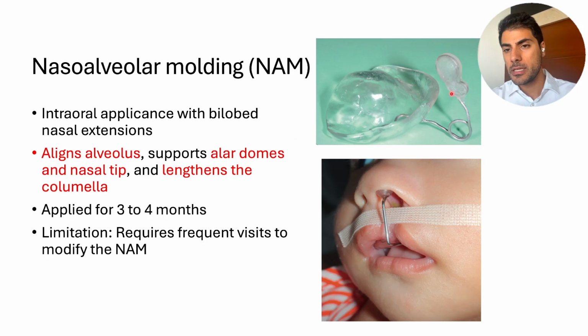And this bilobed nasal part helps first of all to raise the tip of the nose to give it a shape. So the depressed lower lateral cartilage here will be better shaped and better formed, and also it gives length to the philtrum. So it's basically applied for 3 to 4 months, and its limitation is that it requires frequent visits to modify this nasoalveolar device, because as the baby is growing, we should change it.